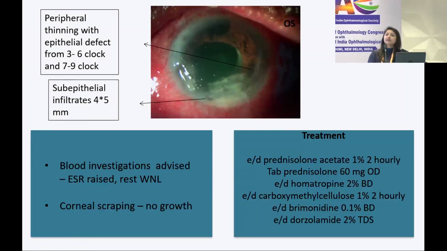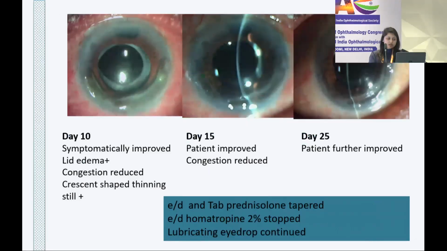As we treat a normal ulcer, we did a corneal scraping and did not find any growth. We did some basic blood investigations. Again, we found our ESR to be raised, and the other investigations were within normal limits. As we had no fungal hyphae and no growth was seen, we started the patient on prednisolone acetate 2-hourly, oral prednisolone as well, with homatropine and lubricant, and continued the AGMs he was already on.